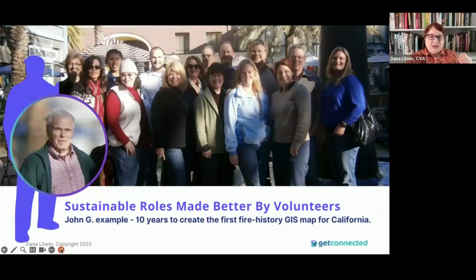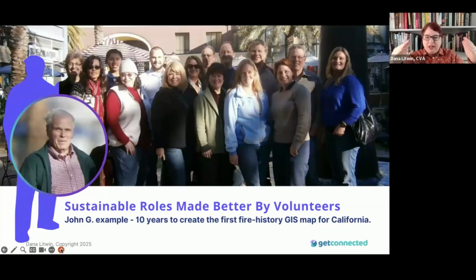So he was a quiet guy. He moved slowly. He didn't talk much. He's more of an introvert. But John started working on a fire history map of Santa Clara County, where we were, and then expanded that to Northern California, then expanded that to all of California. And at first, people were like, oh, great, John's doing a GIS project. He's doing the simple map. This will take 6 months or a year.